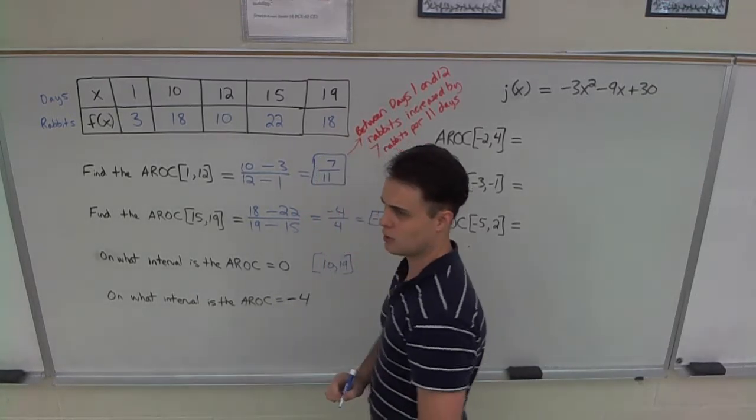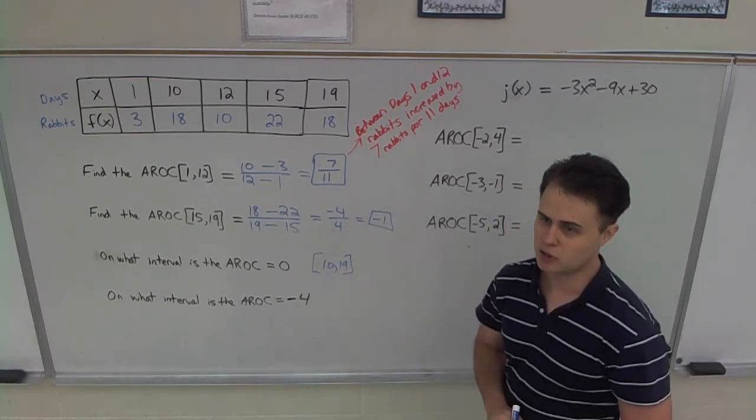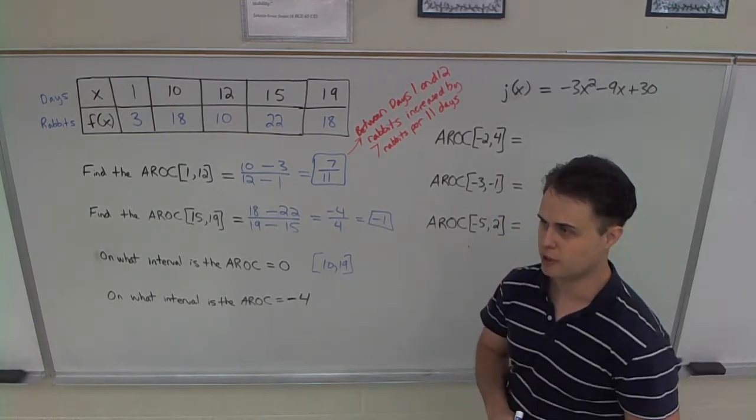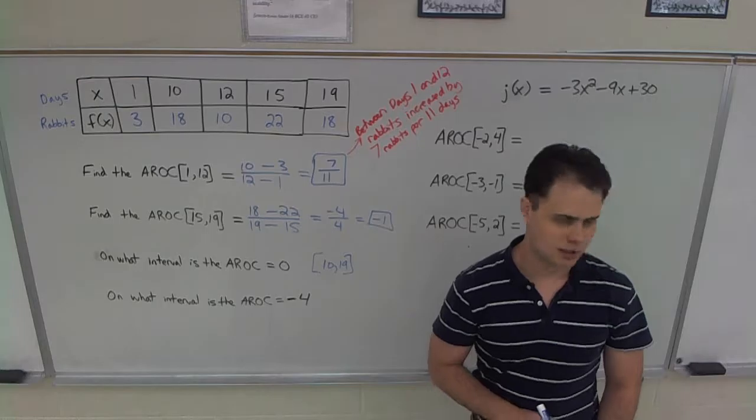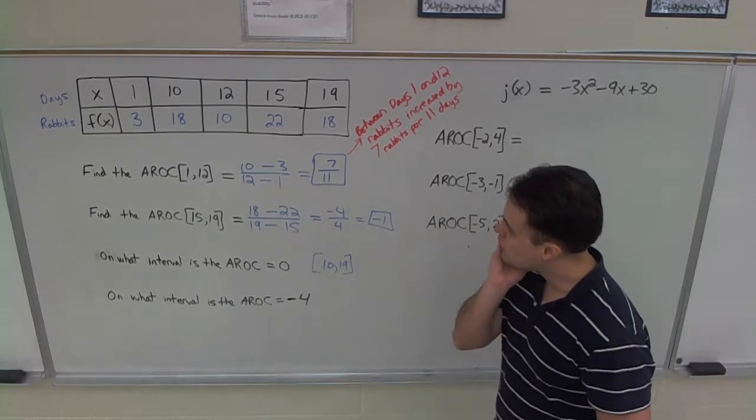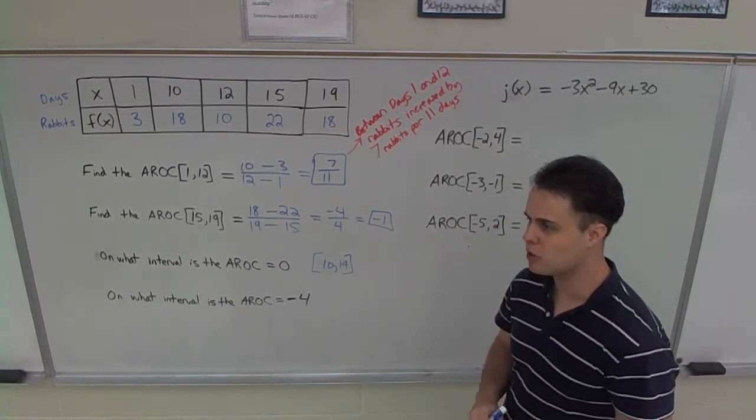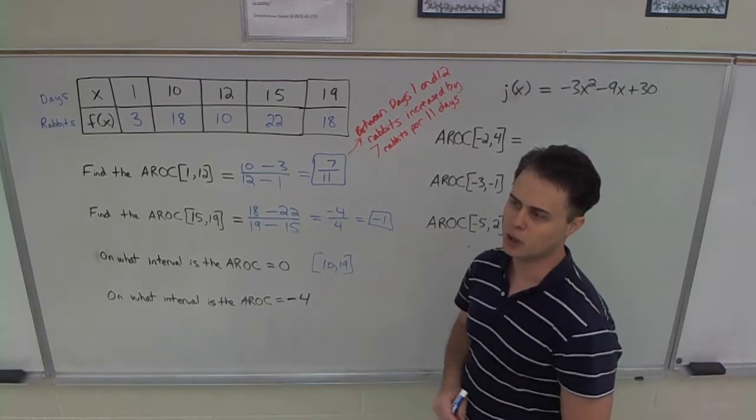Anywhere else? So there could be multiple spots on your next worksheet. There's going to be some problems where there's multiple answers, and you've got to get all of them. I think that's it for this one though, right? One interval is the average rate of change -4. Where do the rabbits go down 4 rabbits each day?